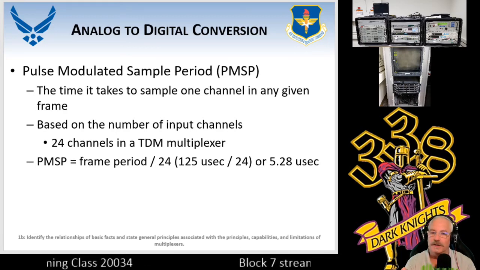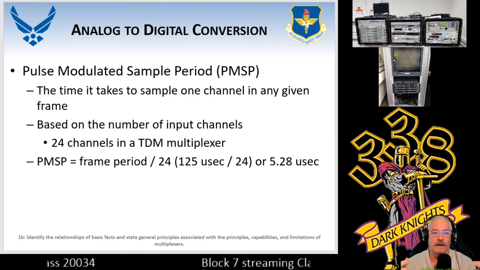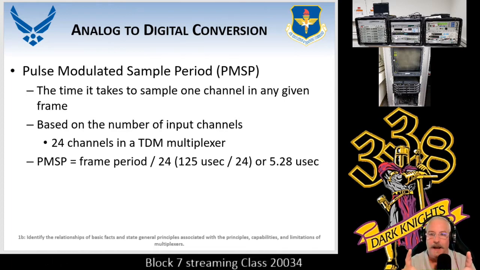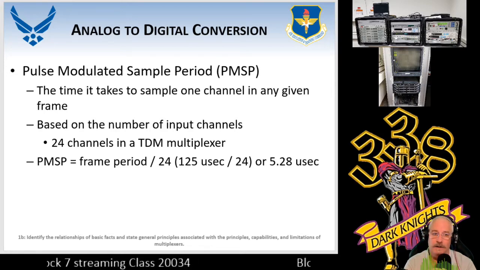Now, it's pretty simplistic. If I have 24 channels and it took me, in our case, 125 microseconds to sample all of that in that one frame period, how long did it take me to sample, let's say, channel 3? In our case, by the time we divided that into 125 microseconds, we end up with 0.00000528 seconds, or 5.28 microseconds. That's pretty doggone quick.